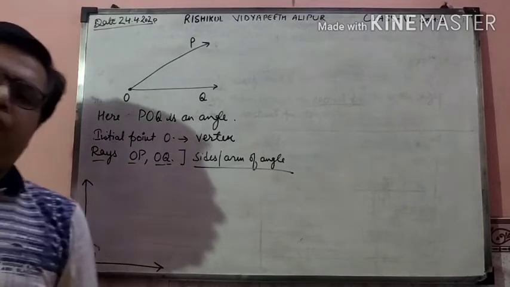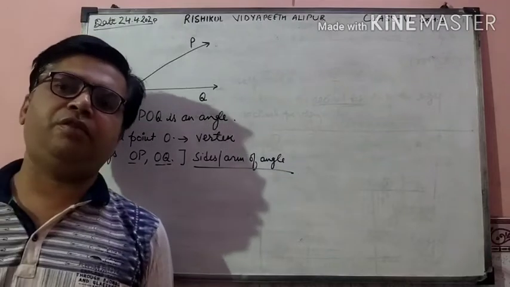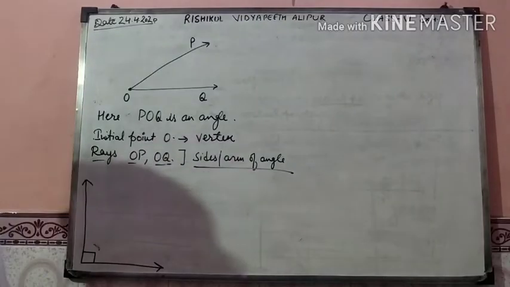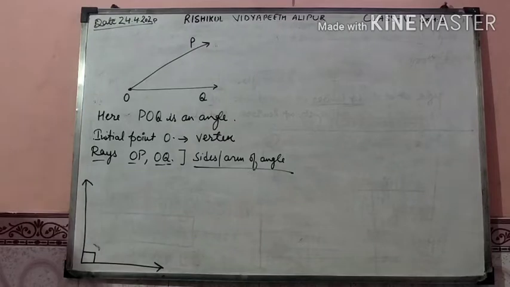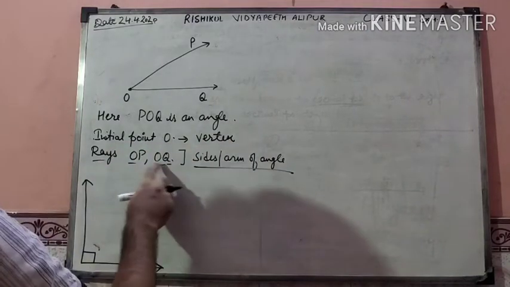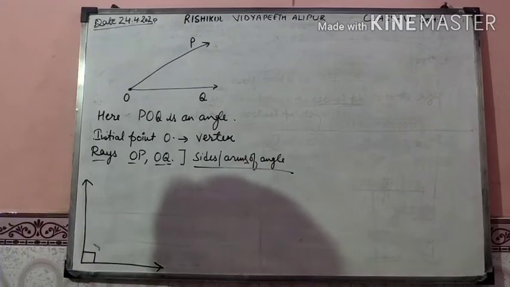You can think and write five different things which form angles. So the common initial point is called the vertex. The two rays are called the arms or sides. Is that clear? So here O is called the vertex, and OP and OQ are called the sides or arms of the angle.